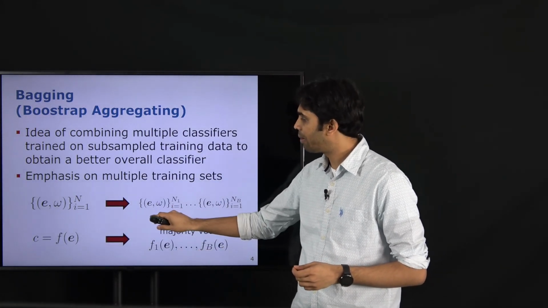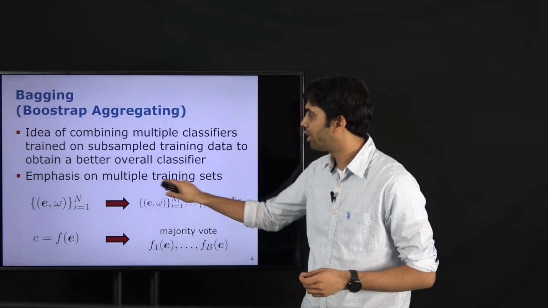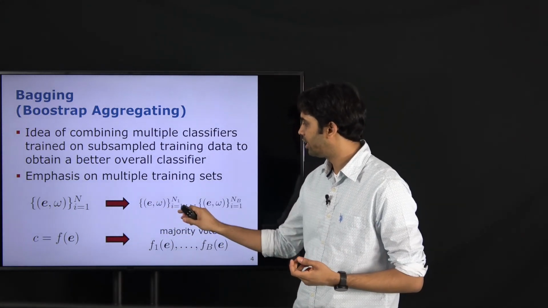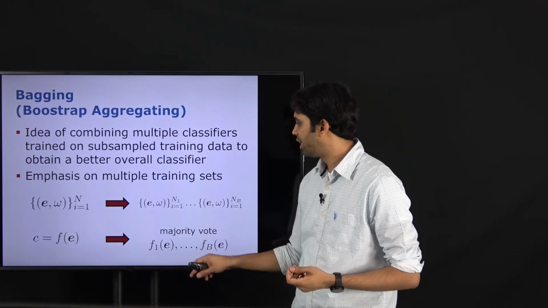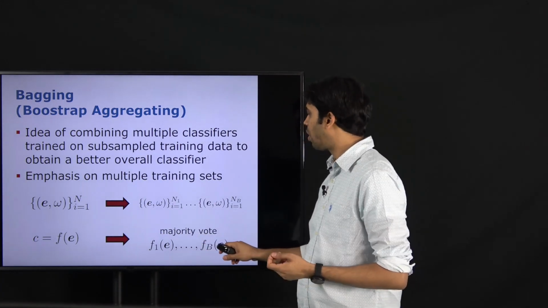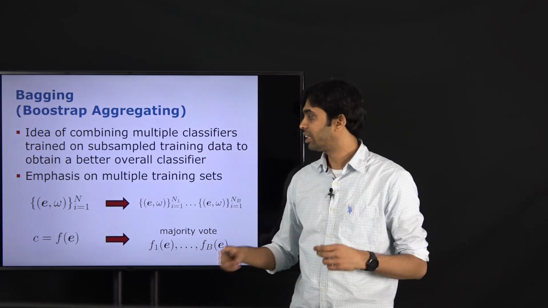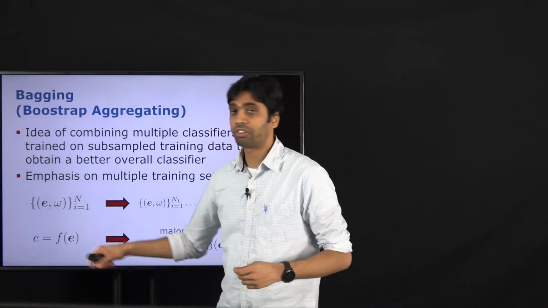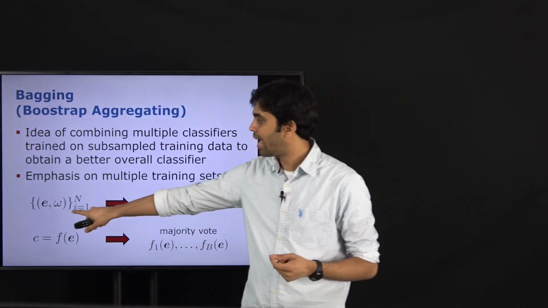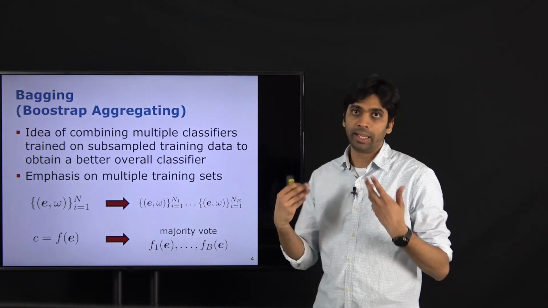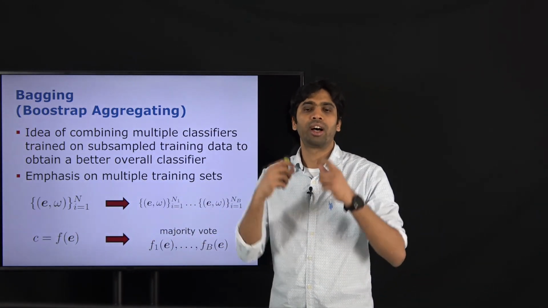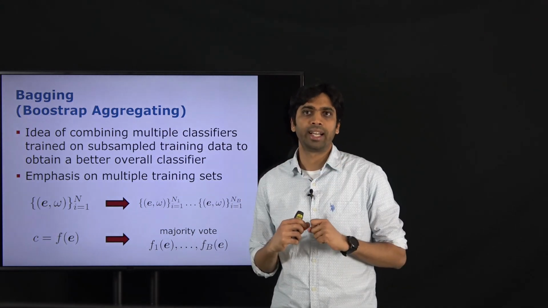So you will end up with F1 for N1, the first part of the data set. Similarly, for the second part of the data set, you will end up with F2, and so on. For the bth data set, you will end up with FB. So now, instead of having just one classifier which is trained on the entire data set, we end up with B classifiers which are trained on smaller data sets.